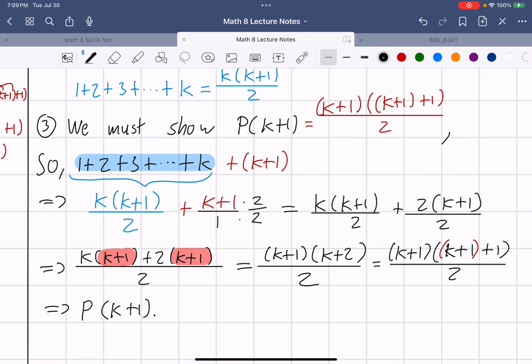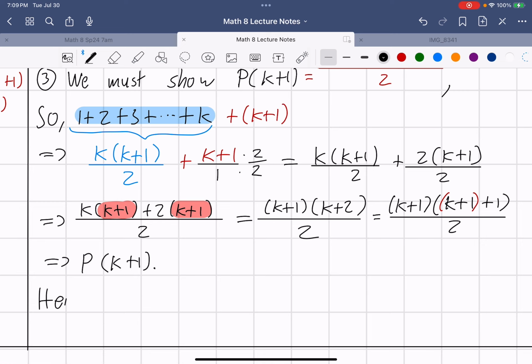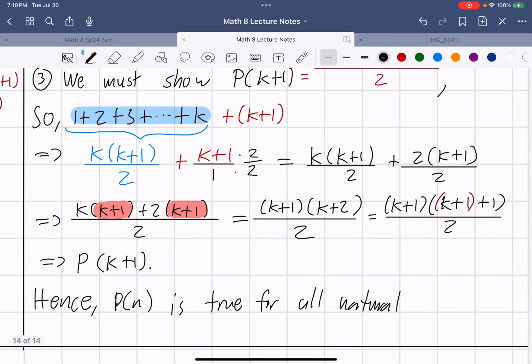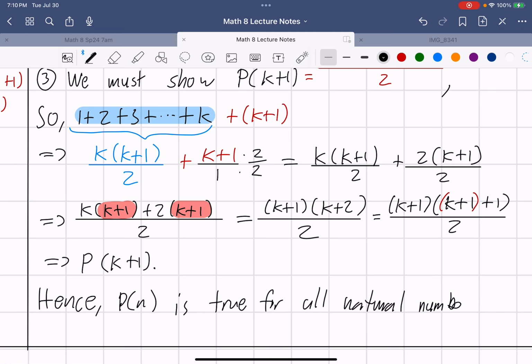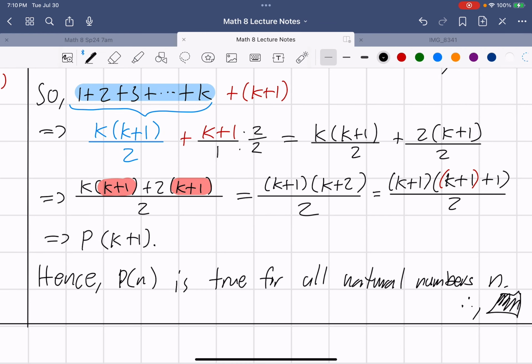Hence, P of n is true for all natural numbers n. Some people like to finish with a box. Some people like to do these 3 little dots to imply that they're done with their proof.